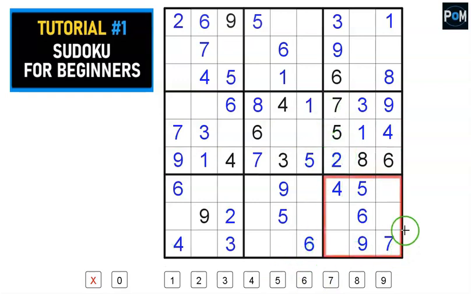Now let's try to fit a 2 in this square somewhere here. Since I have a 2 here, I can't have a 2 here or here. Looking from the side, there's a 2 here, so I can't place another 2 here. So, I only have one spot left for a 2. The 2 must go here.